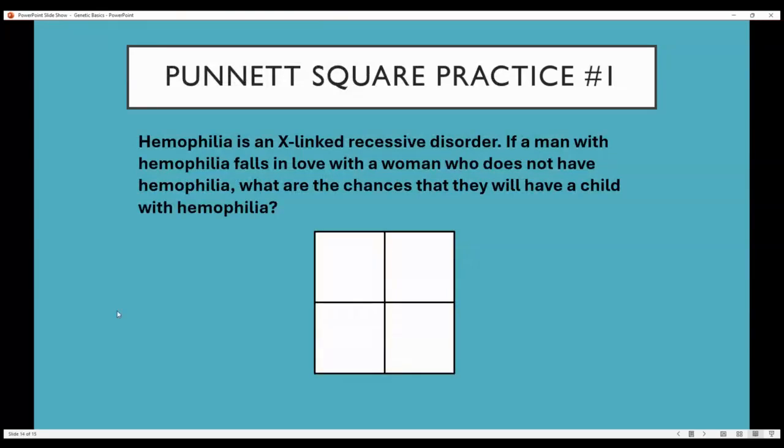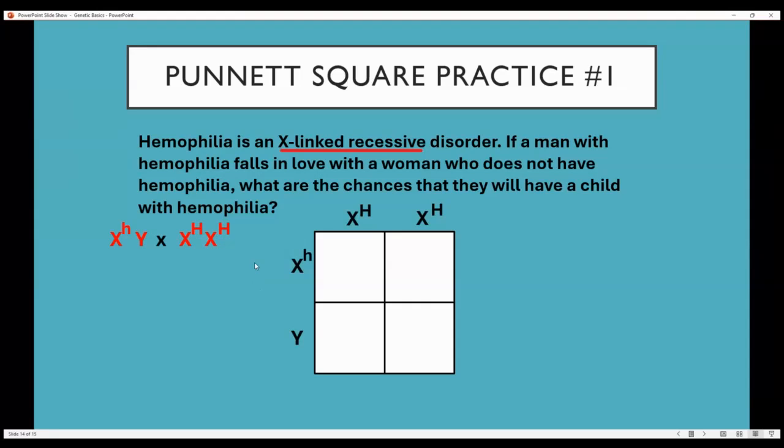So let's try a practice. Hemophilia is an X-linked recessive disorder. If a man with hemophilia falls in love with a woman who does not have hemophilia, what are the chances that they will have a child with hemophilia? So we set up the cross. A man with hemophilia, which is a recessive trait, so he has it, so it's represented by the lowercase allele, and he falls in love with a woman who does not have that trait. So she's going to have 2 dominant alleles.